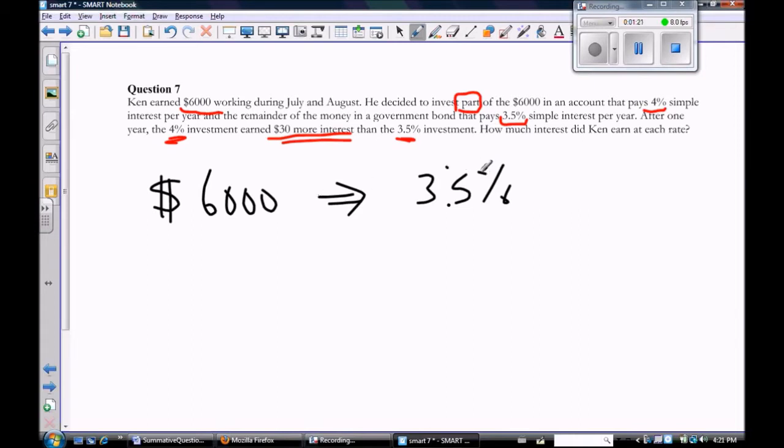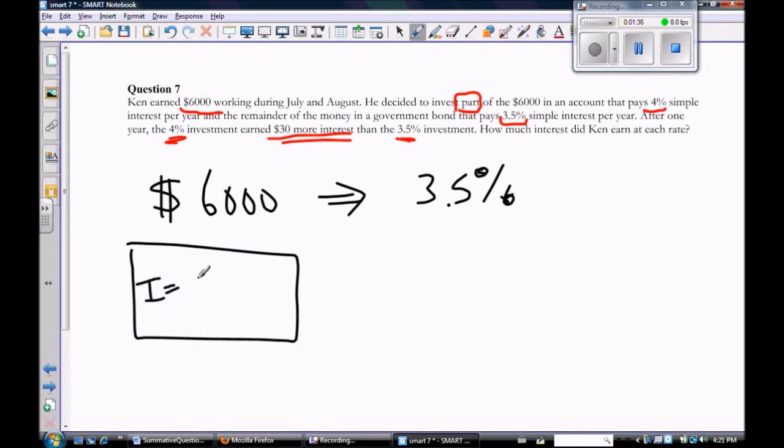So if Ken had invested all of his money into this 3.5% account, how much interest would he have earned? The formula you have to use looks like this. Interest equals PRT. So interest earned is principal, starting amount, times rate, percentage, as a decimal, times time. Now in this case, time is 1 year, so we don't really have to worry about that.